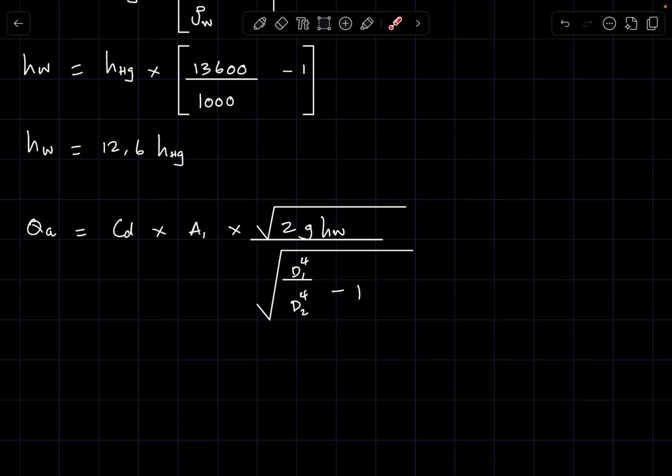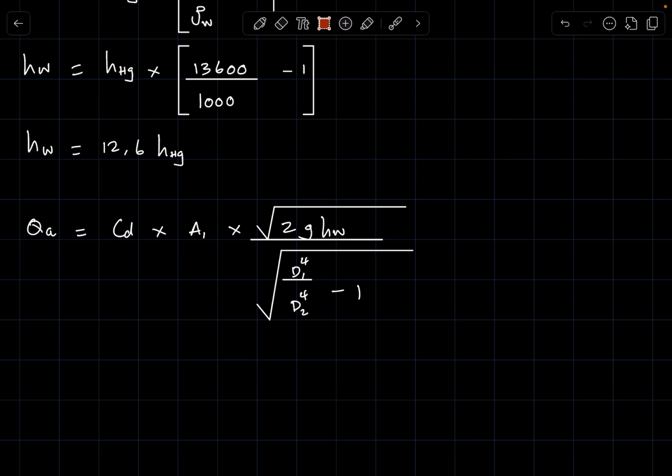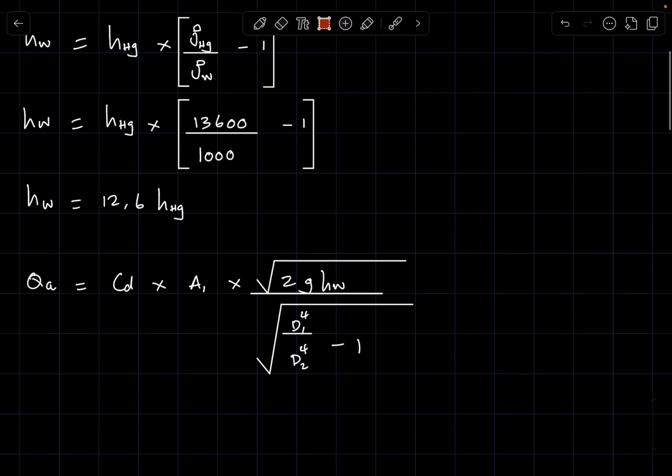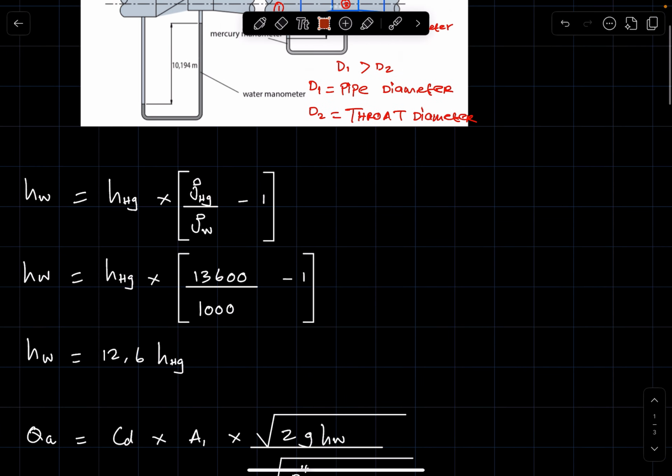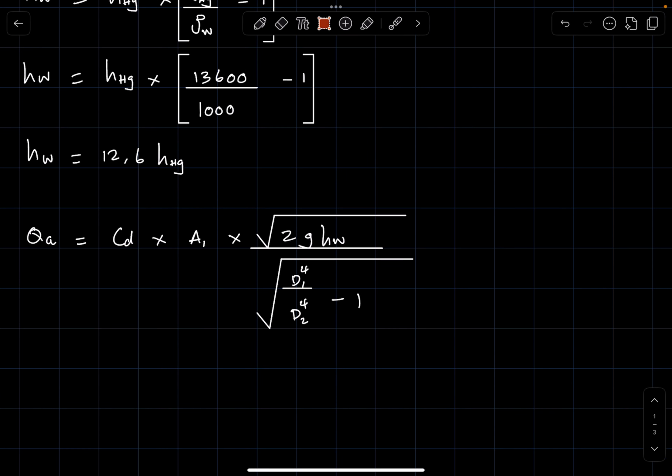So remember that area is equal to pi over 4 times d squared. Right. So because this is A1, it means the D would be D1 here. Every other formula that applies here, you are already familiar with.